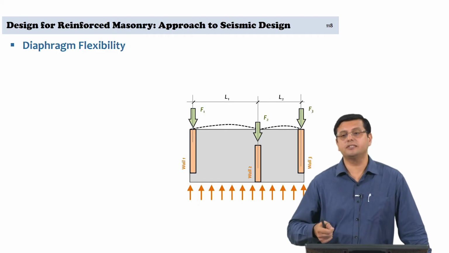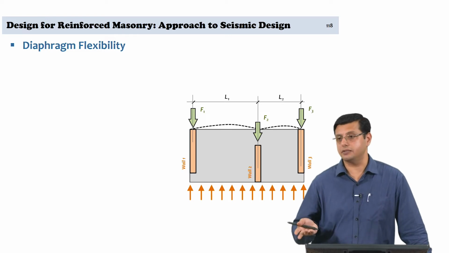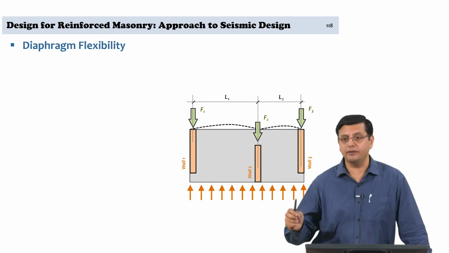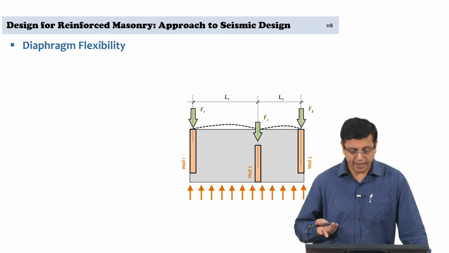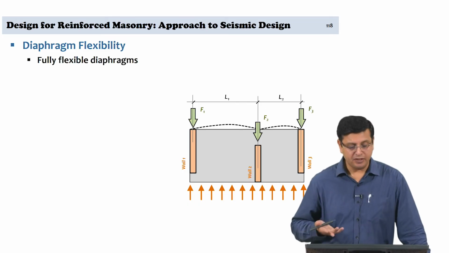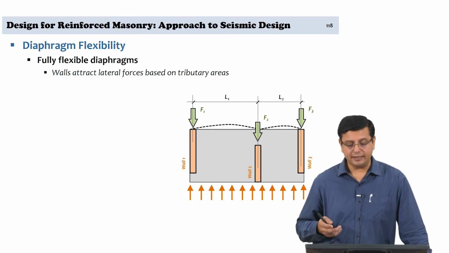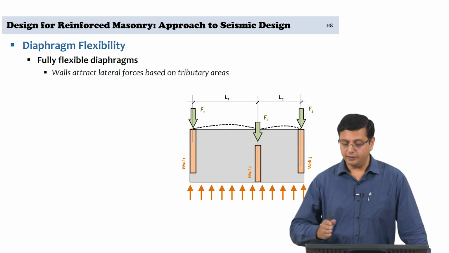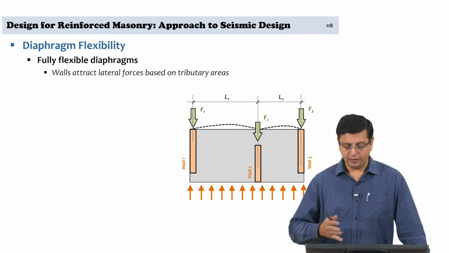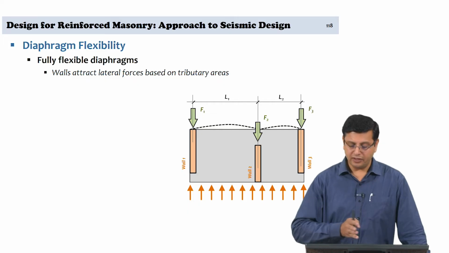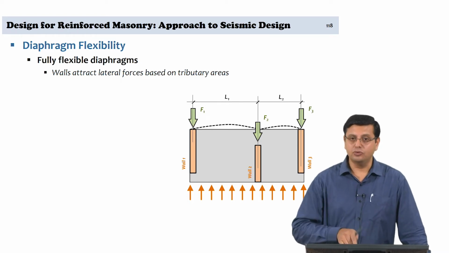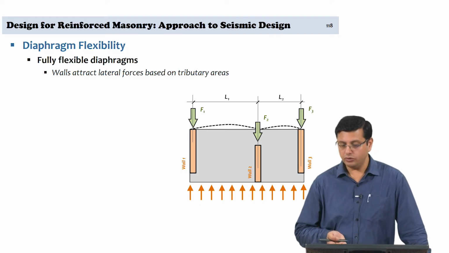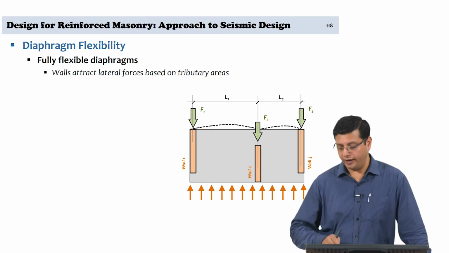Because since you do not have the rigid diaphragm action, you cannot use the concept of relative stiffnesses, you cannot use the concept of distribution factors coming from relative stiffnesses. So, what typically happens in this case, and which is how load transfer happens, is if you have fully flexible diaphragms, walls attract lateral forces based on the tributary areas. So, I need to know, I have the distances between the walls as L1 and L2. So, the total force would be distributed based on half of L1 to wall 1, half of L1 to wall 2, half of L2 to wall 2 and half of L2 to wall 3.